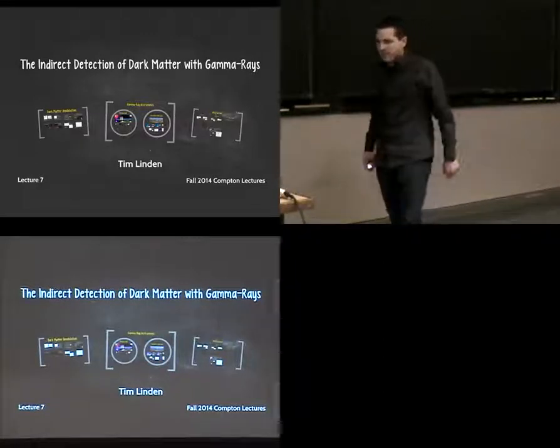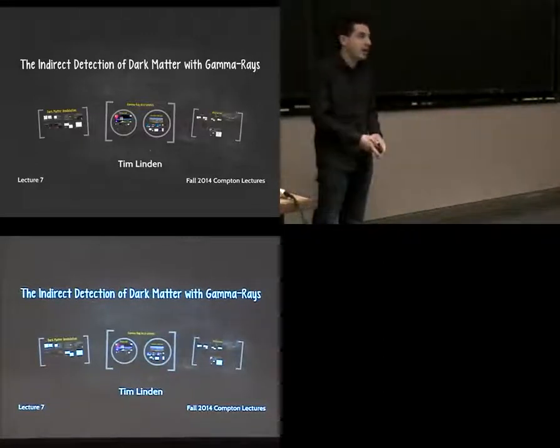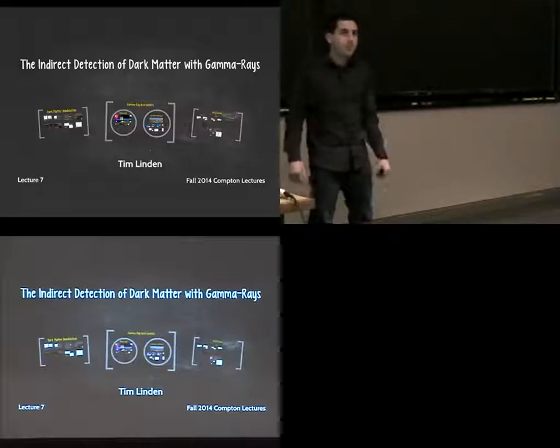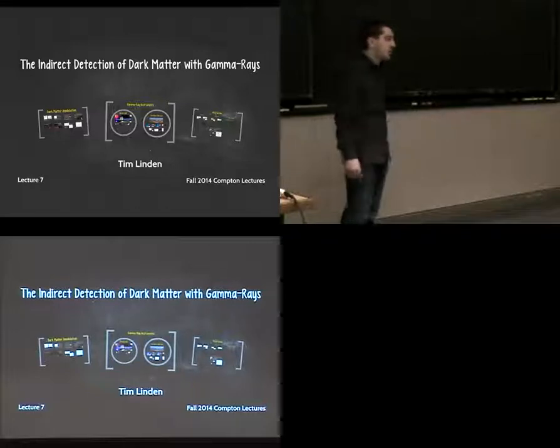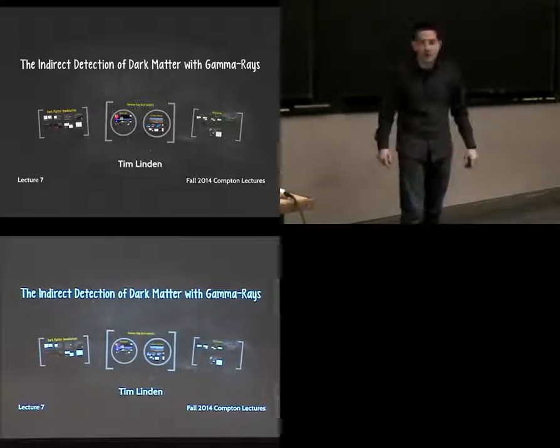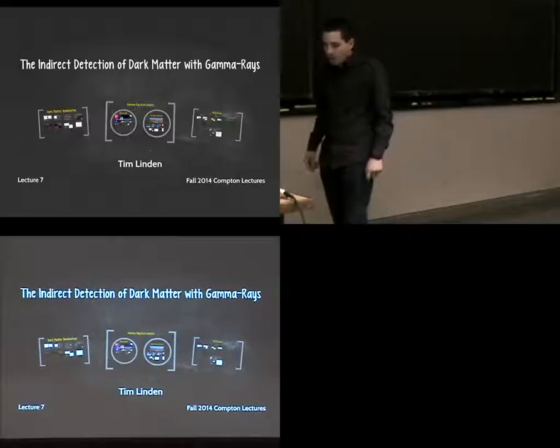Today we're going to talk about the indirect detection of dark matter with gamma rays. This is the first part of our 3-week indirect detection section, which is going to dominate the rest of the Compton lectures this fall.